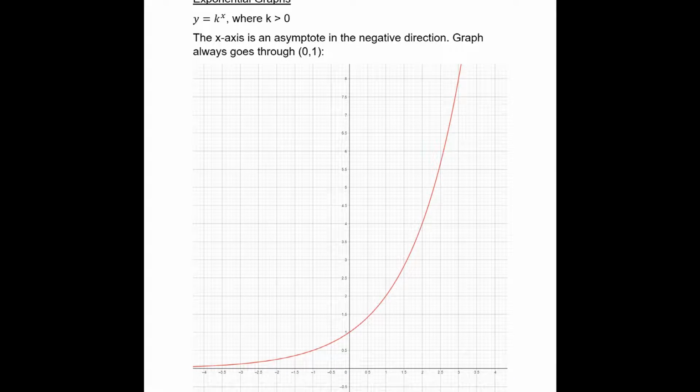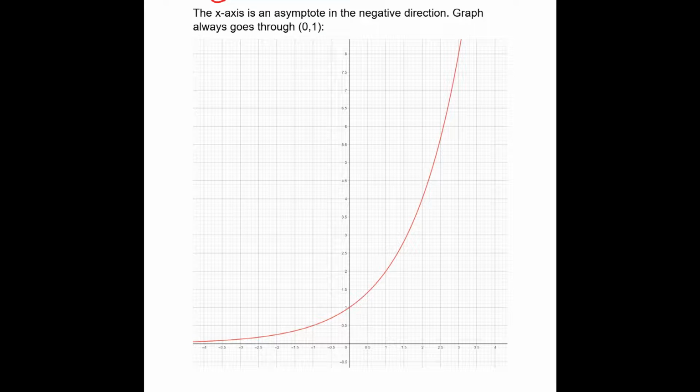An exponential graph is a little bit more straightforward. I think the hyperbolas are quite tricky. This is the graph of y equals k to the power of x. It's a very important graph, where k is bigger than 0. The x-axis itself is an asymptote, because as x gets very, very small, the graph will approach the x-axis but never hit it. Because any number to the power of 0 is 1, the graph will go through (0, 1), and it will have this general shape.